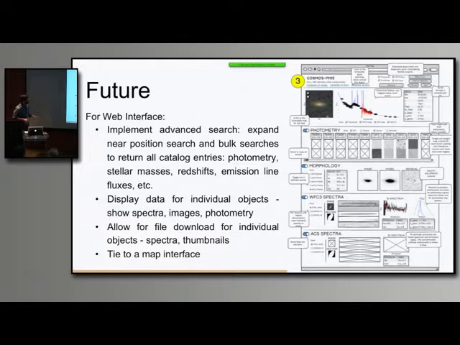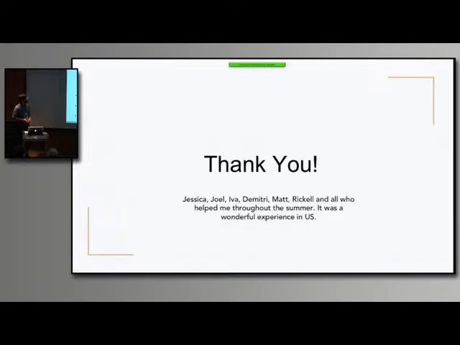The last one would be to tie this to a map interface, so you could actually see where this object is in the sky. That would give a good sense of where exactly in space this object would be. And as Iva mentioned in her talk yesterday, there could be many possibilities with these rich data sets. Thank you.